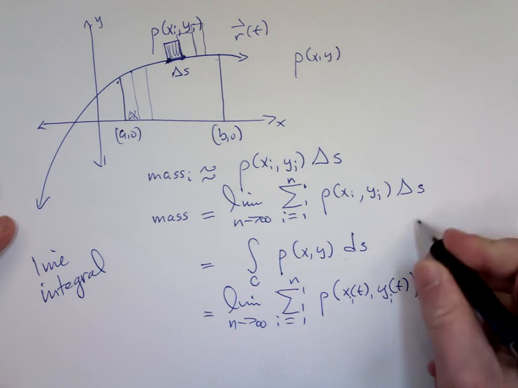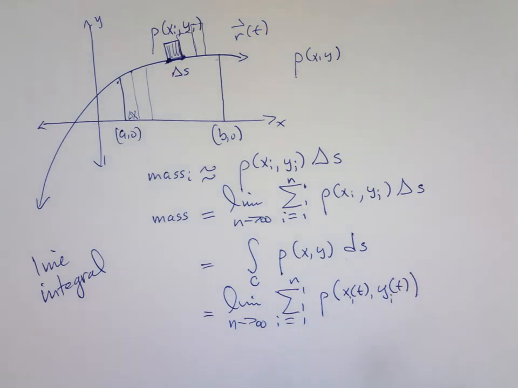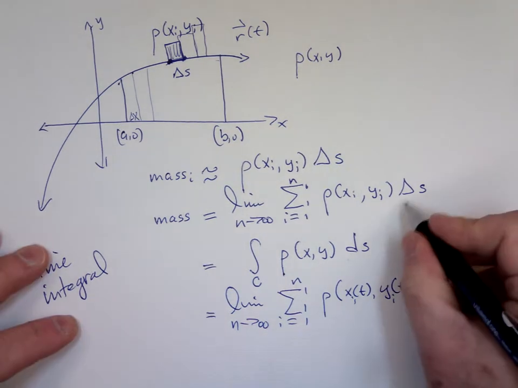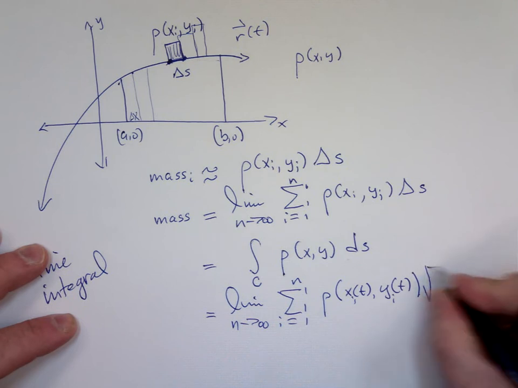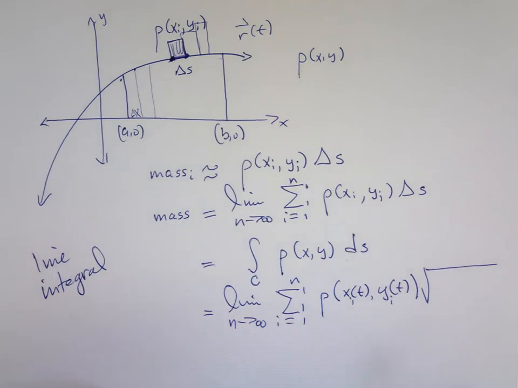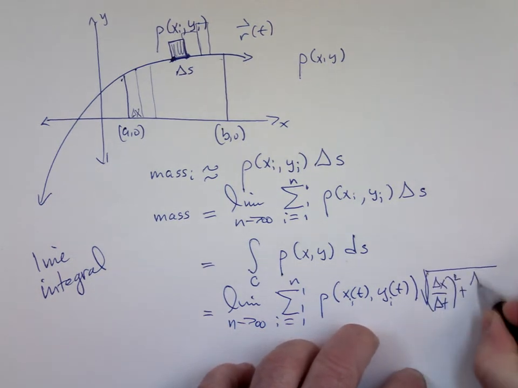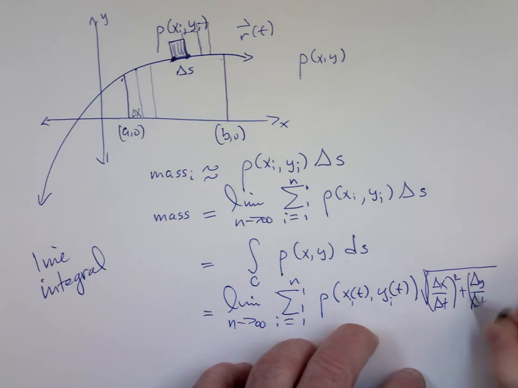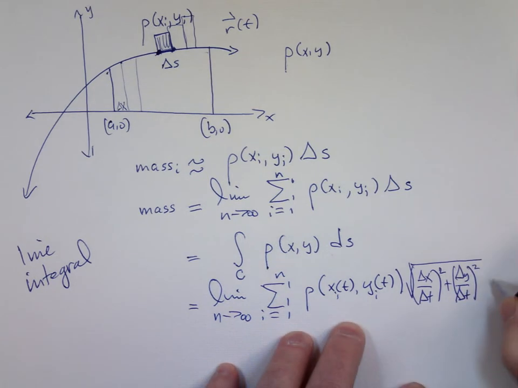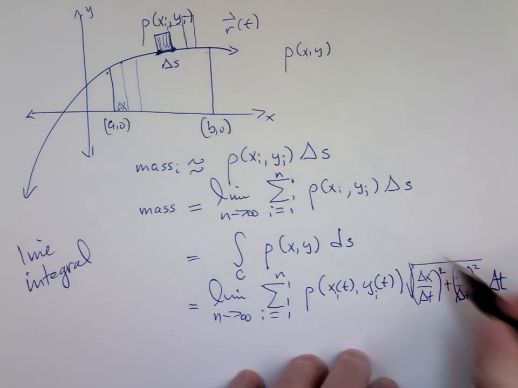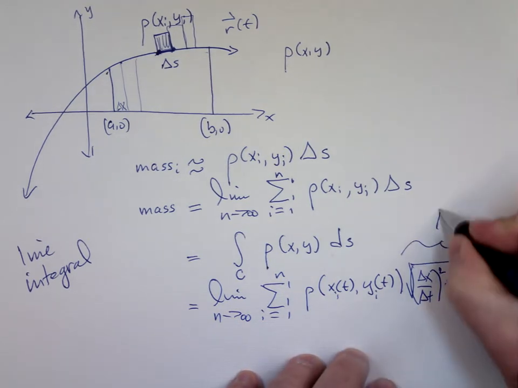And what is my delta s? Now, you recall what we did for arc length in terms of parametric form. This goes way back. That delta s is the square root of, remember what we did? We did a delta x squared plus delta y squared, and we divided by a delta t. So we had a delta x over delta t squared, and we had a delta y over delta t squared, times a delta t. This part right here is my delta s, my element of the arc length.